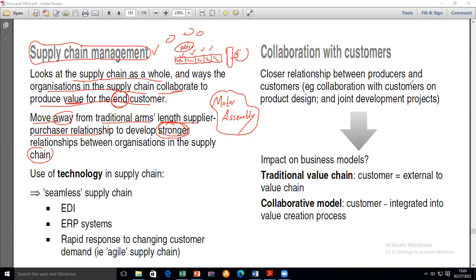Close relationship between producers and customers. Serious collaborations. That's a modern way of working. And what supports all this? Technology. Electronic data interchange, the use of ERPs where suppliers can log into our system. All this enables us to respond rapidly to changing customer needs. So the whole chain can respond very quickly.